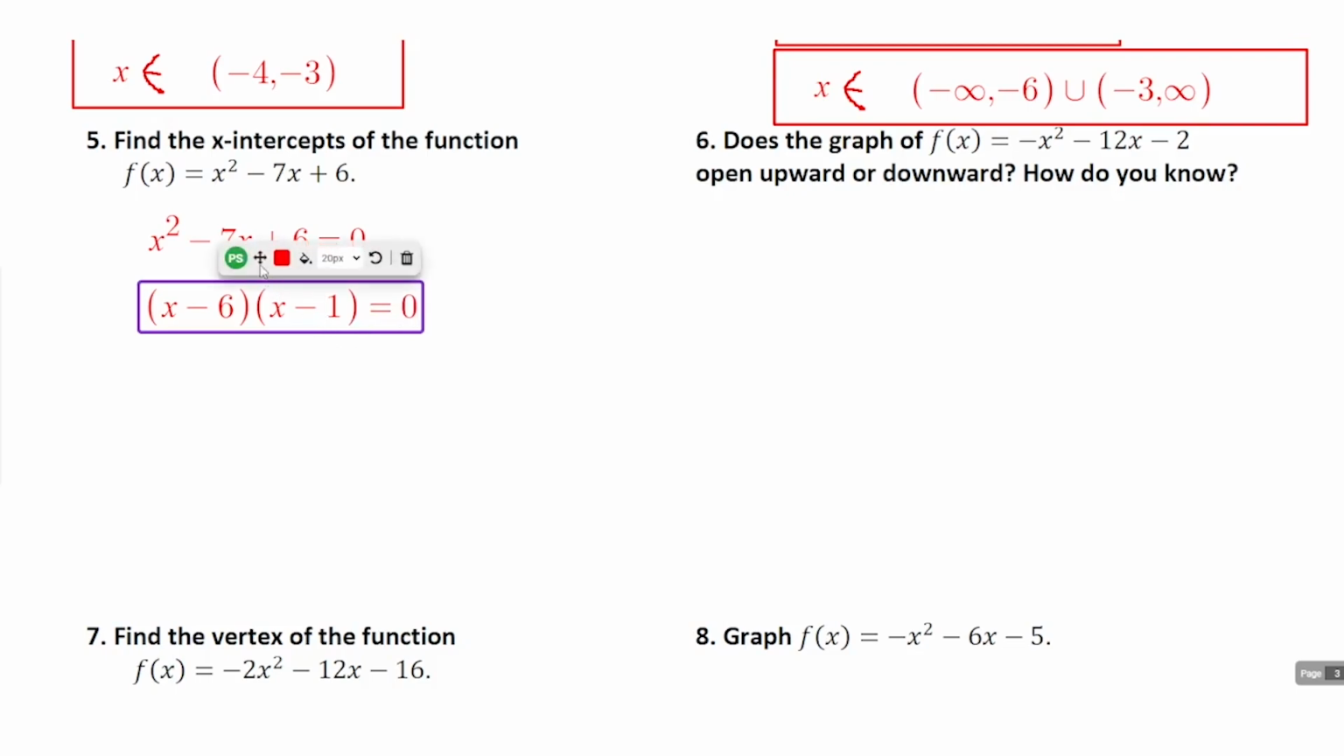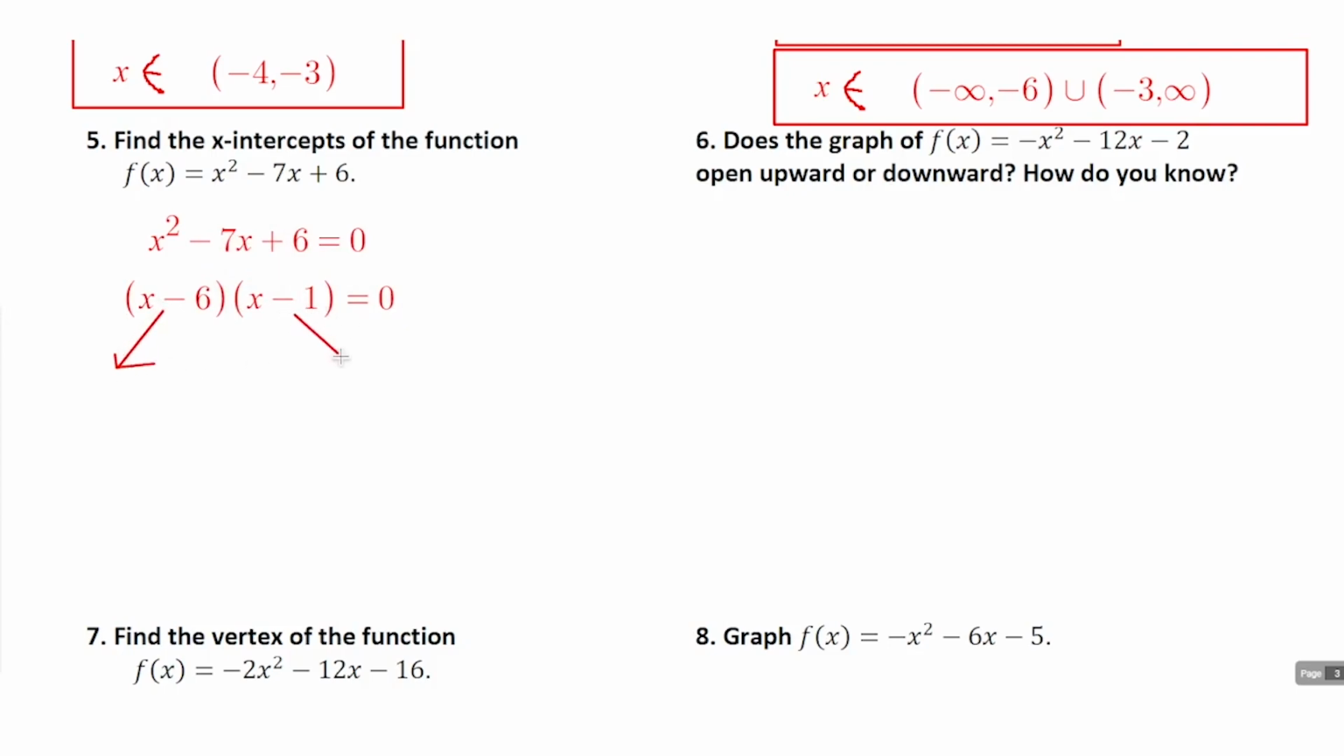And then when I set each of these equal to 0, using the zero product property, I can split this up. And I'll have either x minus 6 equals 0 or x minus 1 equals 0. And so x will either equal 6 or 1. Okay, so my two x-intercepts are going to be at (6, 0) and (1, 0). Those would be the x-intercepts.